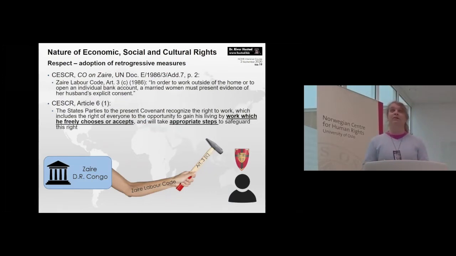And if we look at Article 6 on the right to work, we see exactly why. That a person should be able to freely choose their employment. And so that would be a violation by Zaire at the time of the obligation to respect by not enacting laws that are going to enable other people to deprive someone of their right to work.